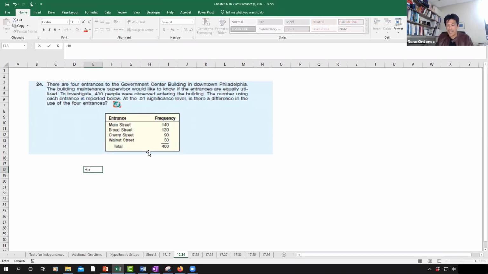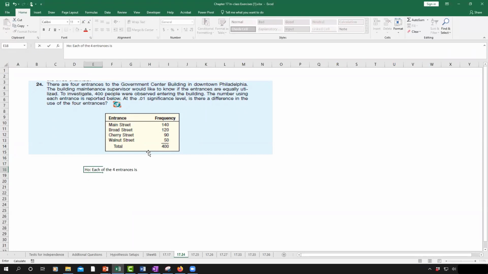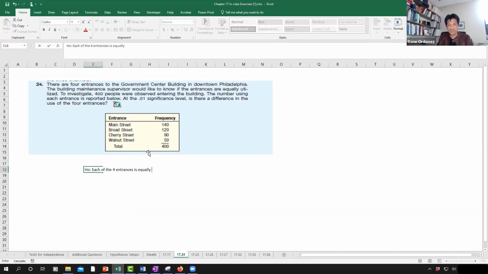So the null hypothesis, how would we state the null hypothesis? That each of the entrances are equally utilized in general by the people entering the building, right? Or translation in a more technical term, the distribution is uniform.